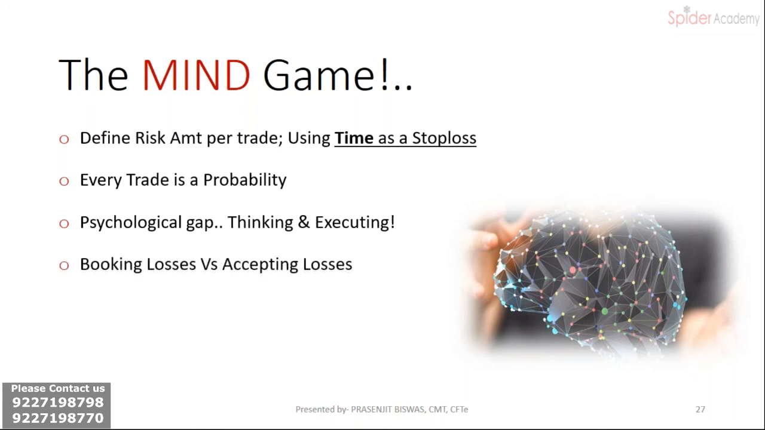Okay, so the next point is booking losses versus accepting losses. What does it mean? Booking losses means that if there is a stock that you bought and it went wrong, you had a stop loss, you close the position. That is just booking losses. Accepting means that you have been able to mentally reconcile with the losses. You have been mentally able to absorb the loss. मतलब वो loss के बारे में आप नहीं सोच रहे हो. Booking loss मतलब हमने book कर लिया और उसके बारे में हम सोच ही रहे हैं खाली.